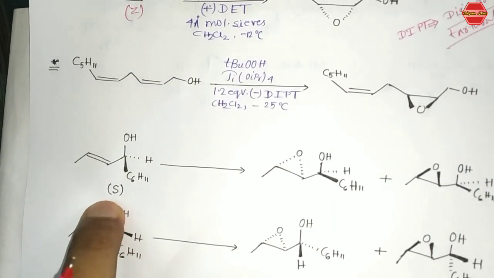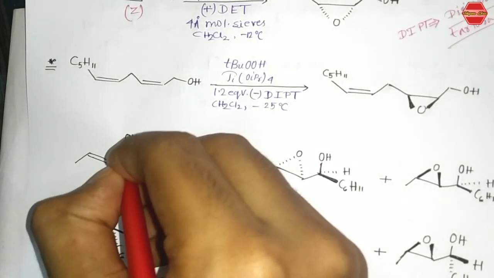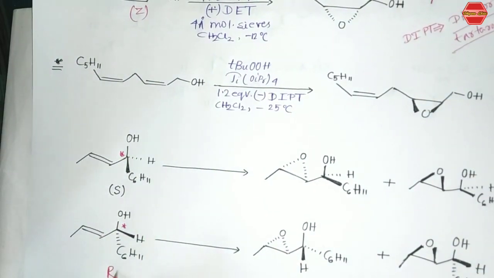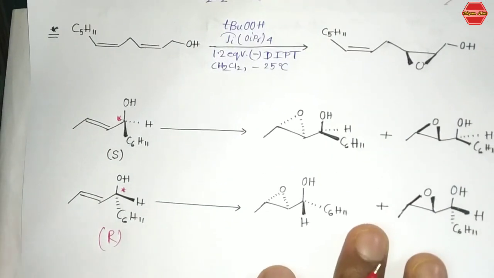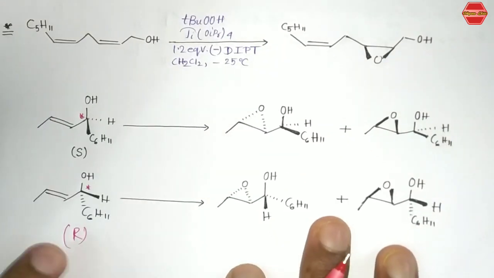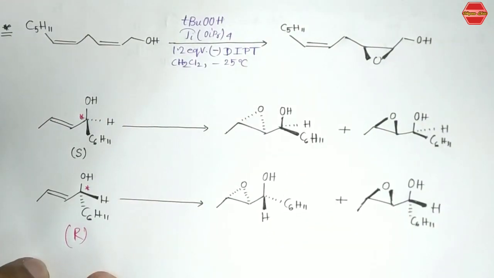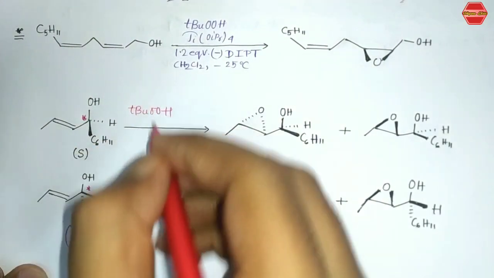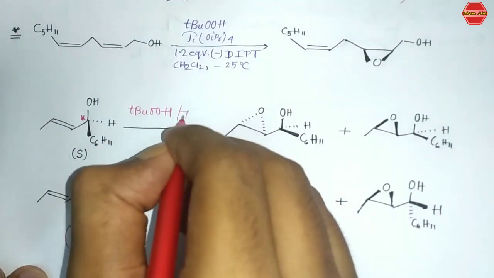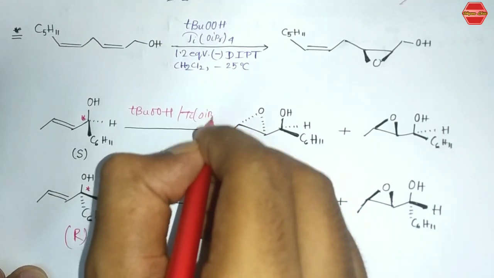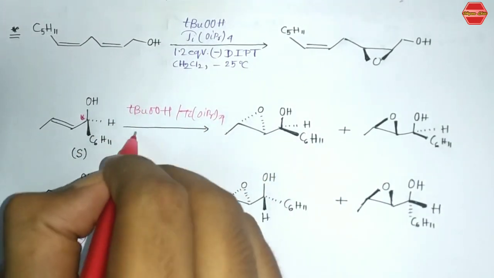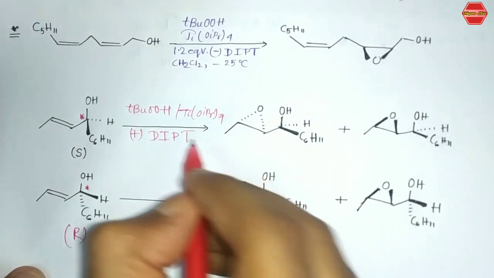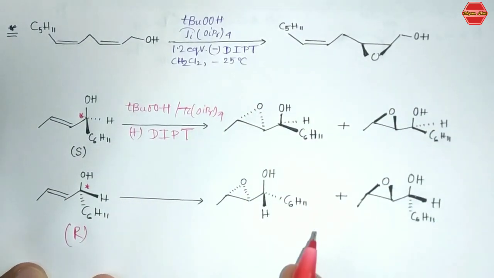This is in S configuration, this center actually, this is your chiral center, that is why this is S configuration, and this is R configuration. Now, the reagent used for this reaction is this oxidant, tertiary butyl hydroperoxide, and titanium isopropoxide, plus DIPT. And the molecular sieves are also used.